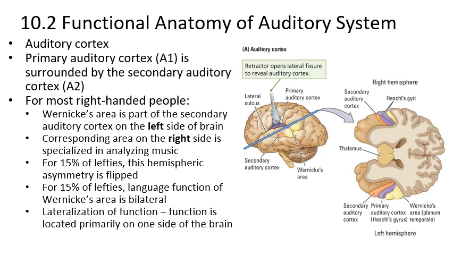For an additional 15% of lefties, language function of Wernicke's area is actually bilateral, so they have language functions on both sides of the brain. For the remaining 70% of lefties, they have lateralization similar to right-handed people. Wernicke's area is on the left side, and music analysis is on the right side.